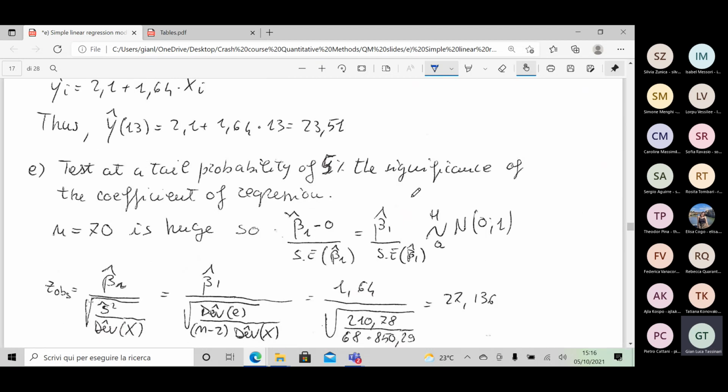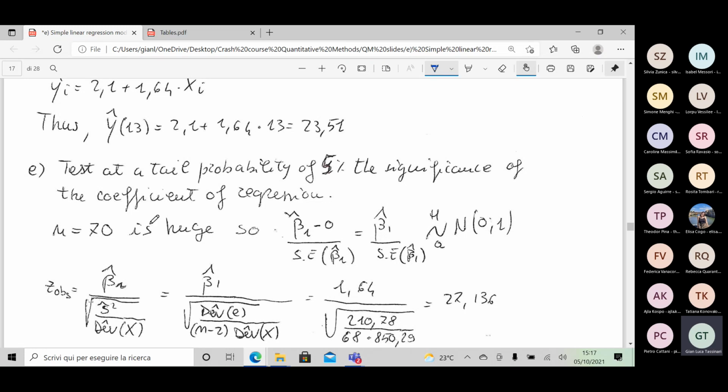Test at a tail probability of 5% the significance of the coefficient of regression. Which is the coefficient of regression? Beta 0? No, beta 0 is the intercept. The coefficient of regression is the coefficient of the regressor, so it is beta 1. So we want to perform a hypothesis test concerning beta 1. And when you do it in the exam, you have to explain, guys, did I assume that the errors are normal? No. So we cannot follow the same procedure we followed previously. I mean, the procedure is the same, but something changed.